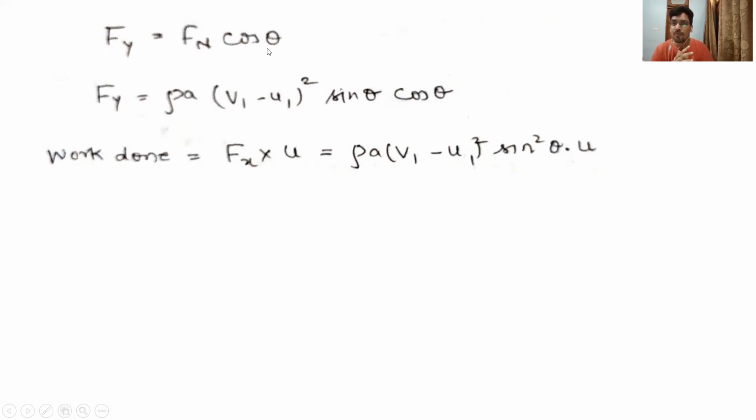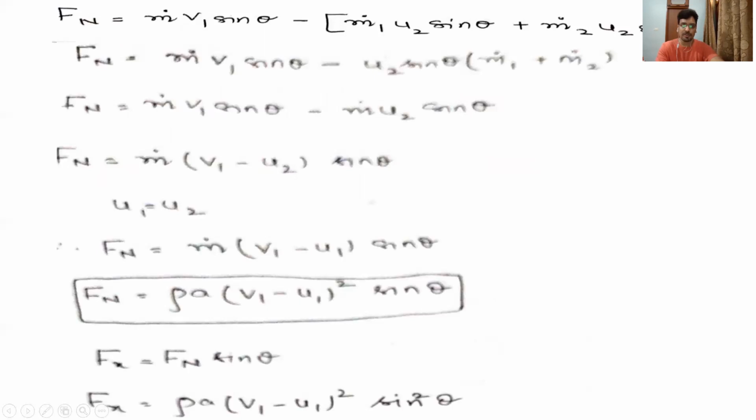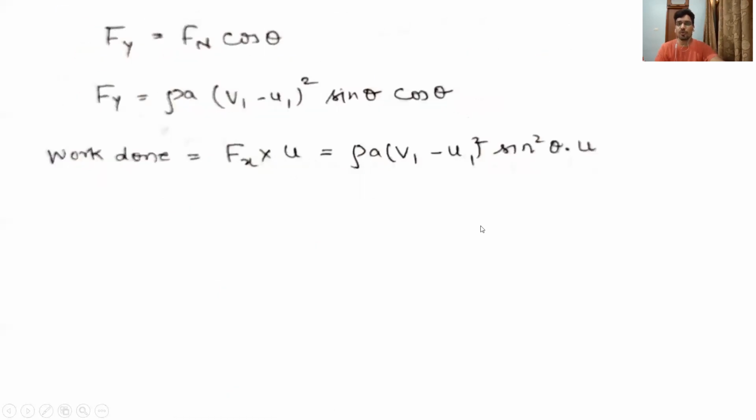And what will be the amount of work? So work will be done by the component of the force which is working in x direction. So work done will be Fx into u. And what will be the value of Fx? Fx equals to rho a (v1 minus u1) whole square sine square theta. We have calculated in this equation into u, the component of velocity of the moving plate. Okay, so this will be the amount of work done in case of jet striking the moving inclined plate. Okay, so I think this is clear to you.